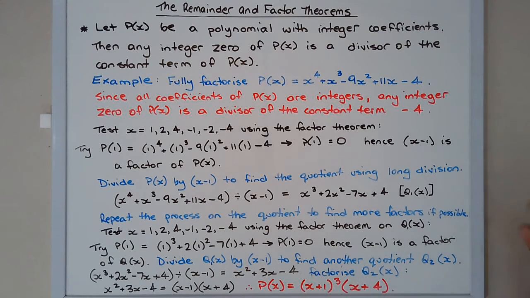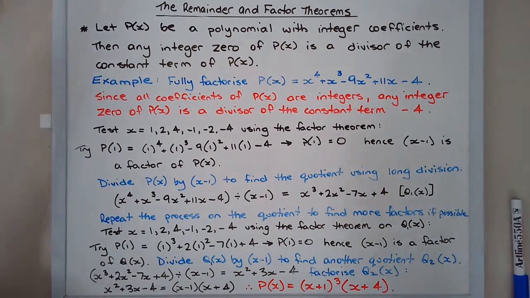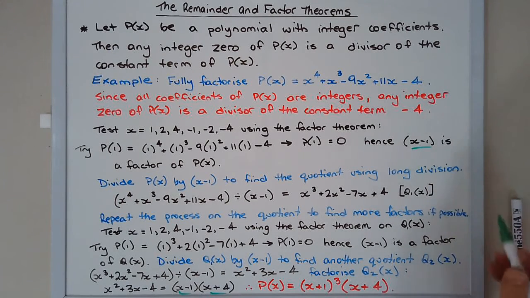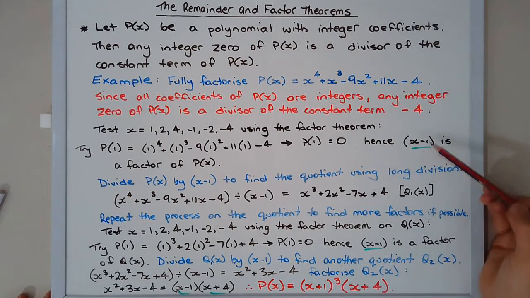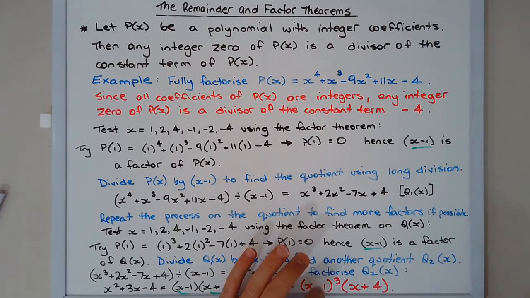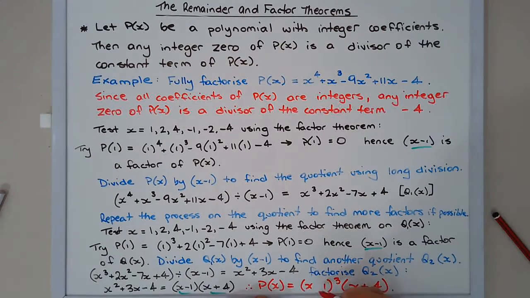Now combining these four factors, so I'll just underline those. So we have one there, and we've got one there and one there. Putting that all together, we have P of x is equal to x minus 1 in brackets multiplied by x minus 1 in brackets multiplied by x minus 1 in brackets multiplied by x plus 4. So therefore, P of x is equal to x minus 1 all cubed multiplied by x plus 4.